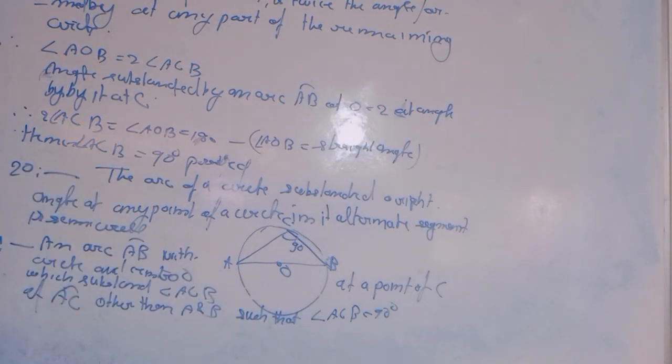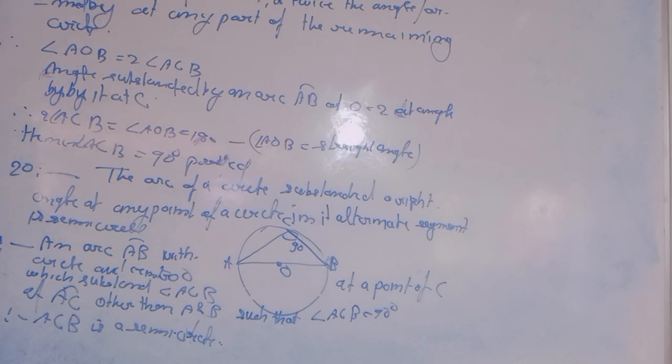So here are two proofs. To prove that arc ACB is a semicircle, here is the proof. We have written here the proof: ACB is a right angle. So we will write here against that.